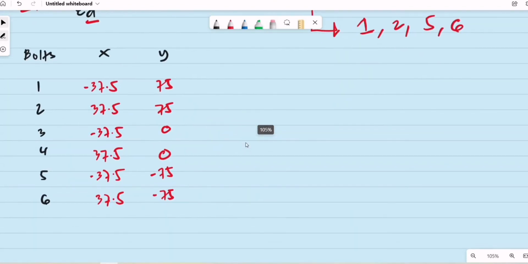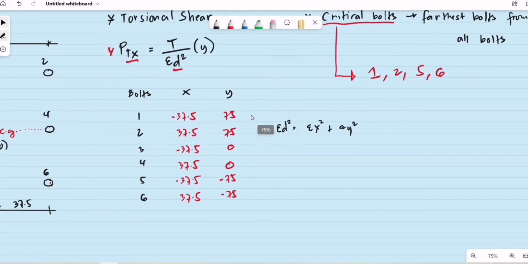So how do we compute for the value of d? The value of d, or the summation of d squared, is basically the summation of x squared plus the summation of y squared. So let us compute. As you can see, all of them are 37.5. It doesn't matter if it is negative or positive, since the value will be squared. Positive or negative will give us a positive value, since again, they are squared. So let us compute.